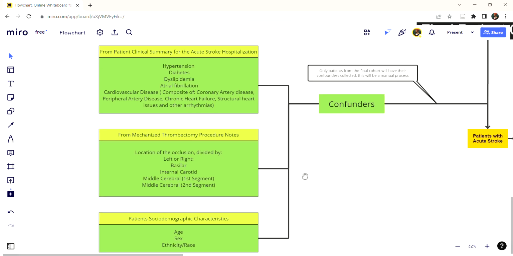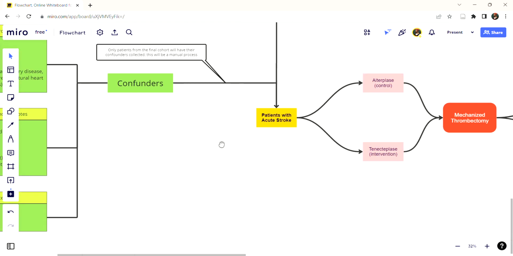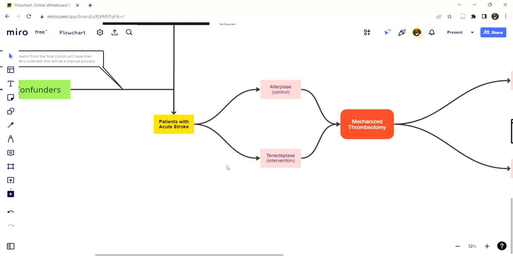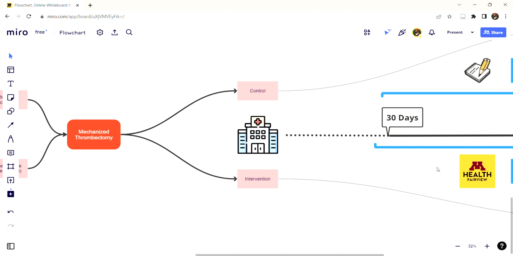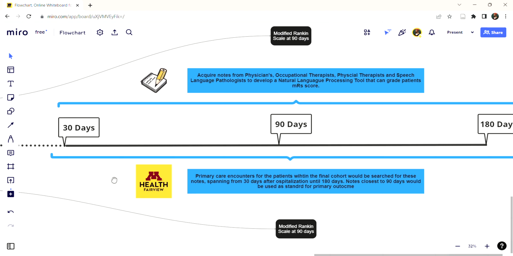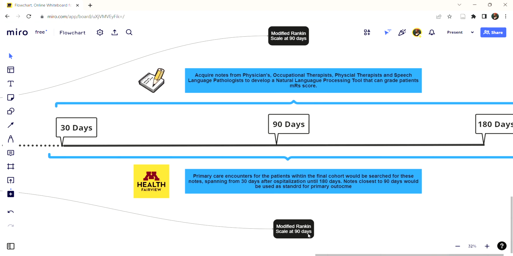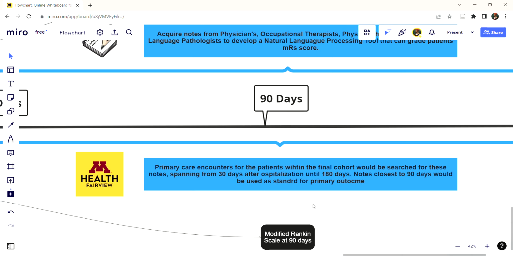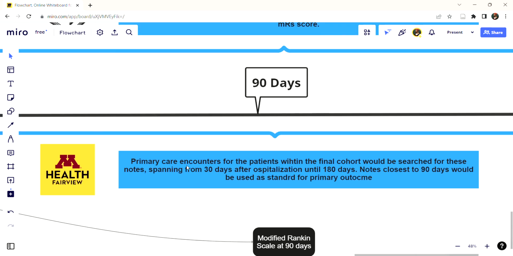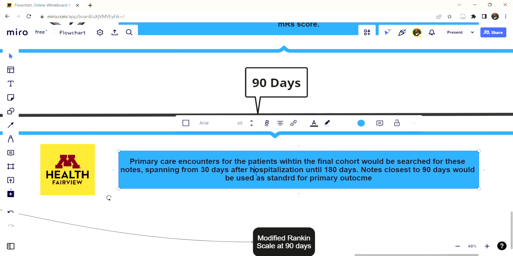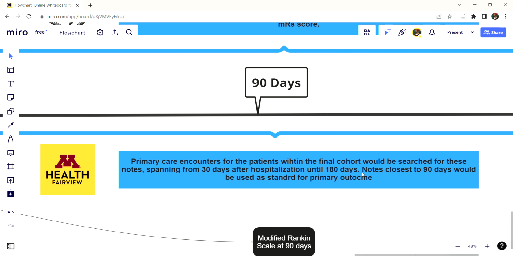So I'm not going to go through all of them specifically. And once again, you already saw this, so we're going to separate our patients into control and intervention, and our primary outcome is going to be the modified Rankin scale at 90 days. So we're going to look for primary care and clinical notes for patients within the final cohort. Notes will be searched spanning from 30 days after hospitalization. Sorry, there is an H missing here. 30 days after hospitalization to 180 days after hospitalization.